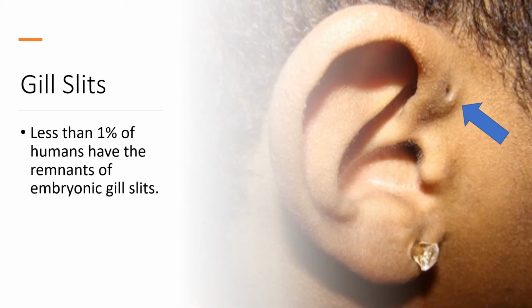Now, I do think it's interesting that there are still remnants of gill slits in our genetic pool, and less than 1% of humans actually have what's left over of a gill slit. You can see the blue arrow pointing to that little indentation in the ear, and that's where the gill slits were in embryonic development, and they just didn't close over entirely. Kind of interesting.